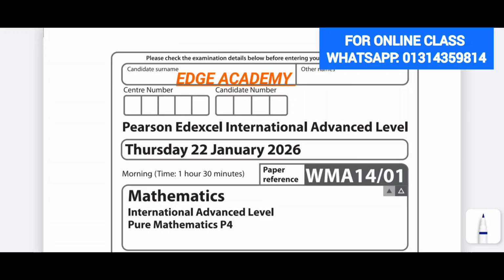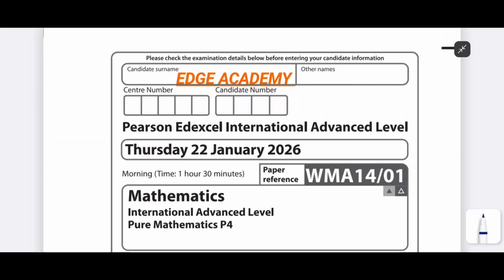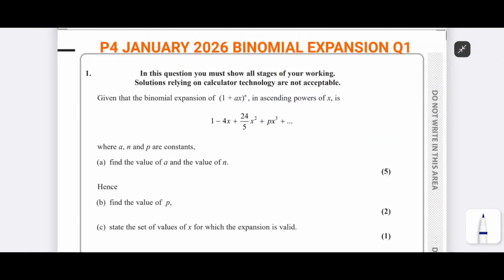Today we will solve January 2026 P4 Edexcel. Let's solve it. So this is question number 1. This question is about binomial expansion. So first let's read the question.